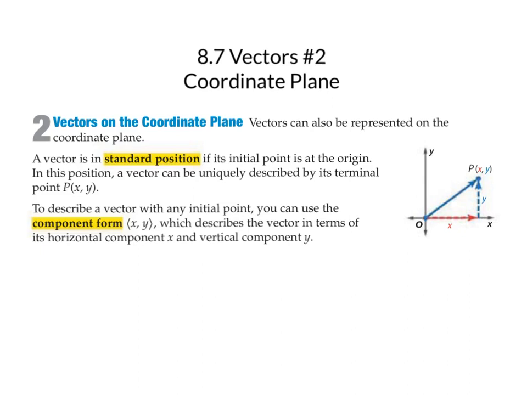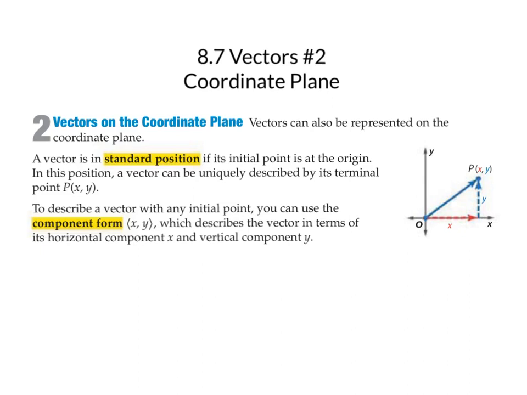Vectors can be in standard position on a coordinate plane. That's if the initial point is at the origin, like the picture on the screen right now. The initial point where the vector is starting is right on the origin, right at 0, 0. So this vector is in standard position.